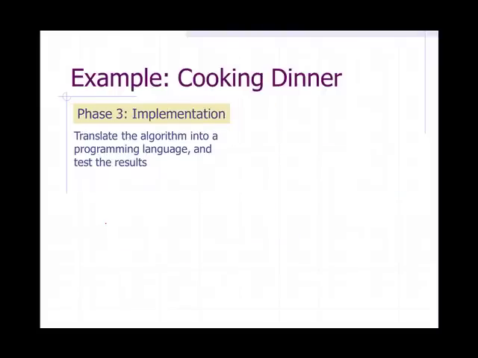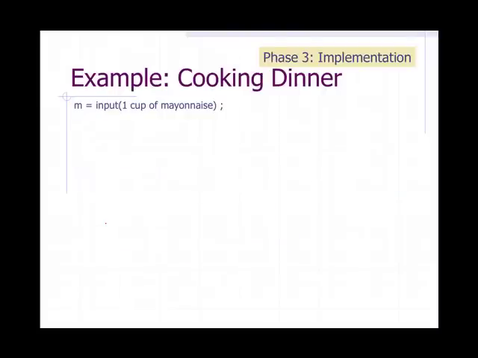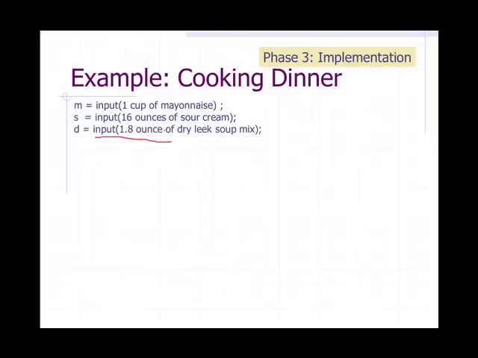All right, let's do the conversion now. Step 1, we need input. Input basically means what the user is going to put in. The user puts in 1 cup of mayonnaise, and it's input into the variable M. Next instruction, input 16 ounces of sour cream, saved in the variable S. Input 1.8 ounces of dry leaf soup mix, saved in the variable D. You're getting the hang of this input, right? Input 4 ounces of water chestnuts, saved in the variable W.